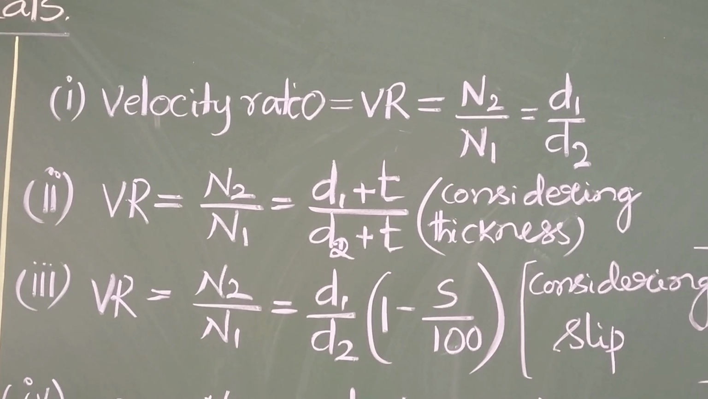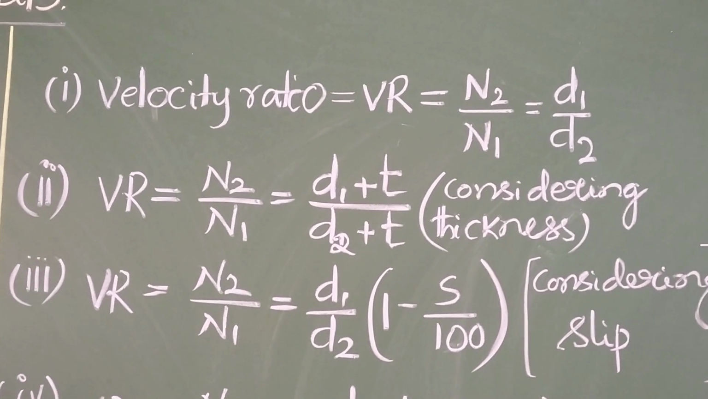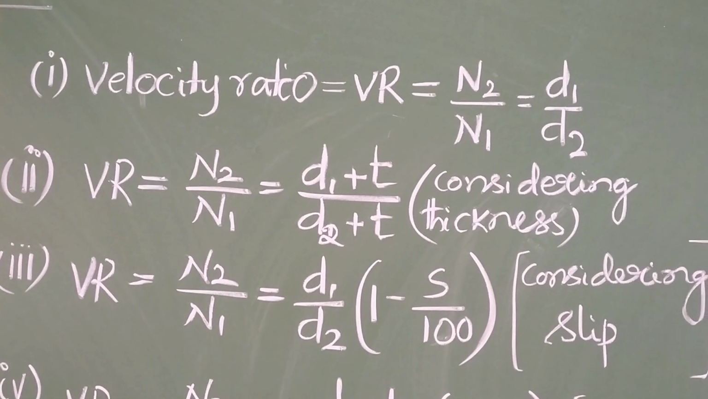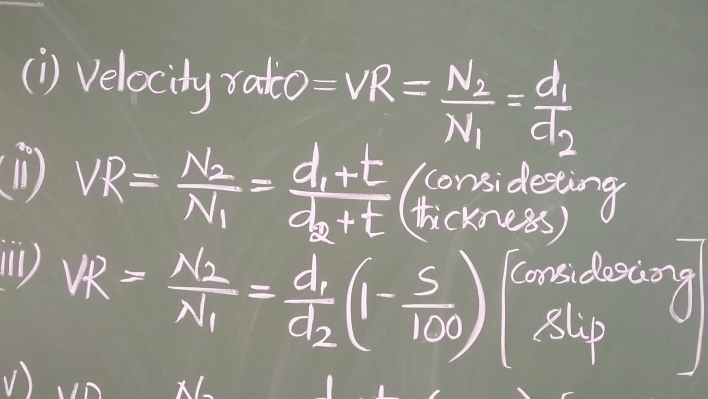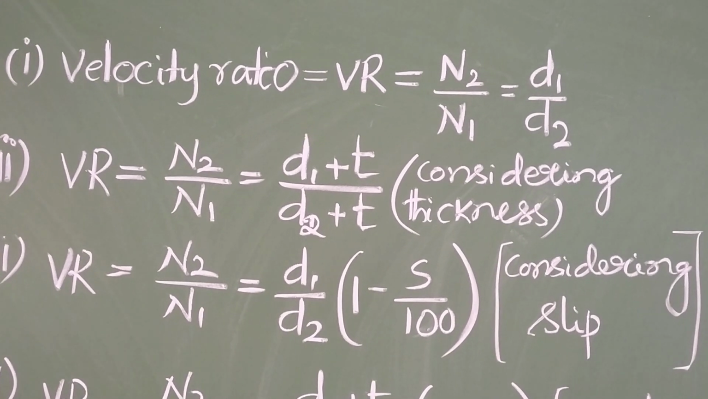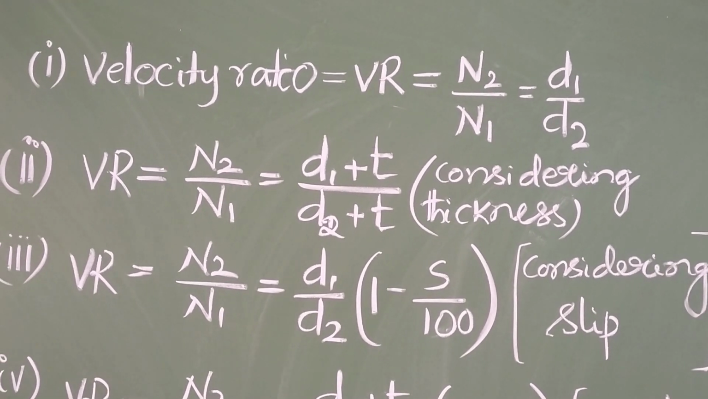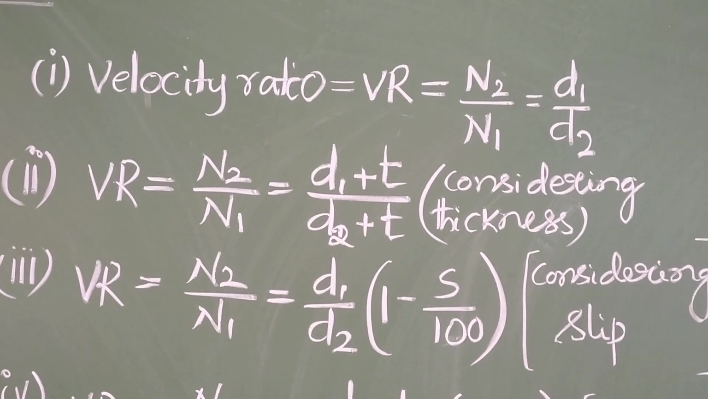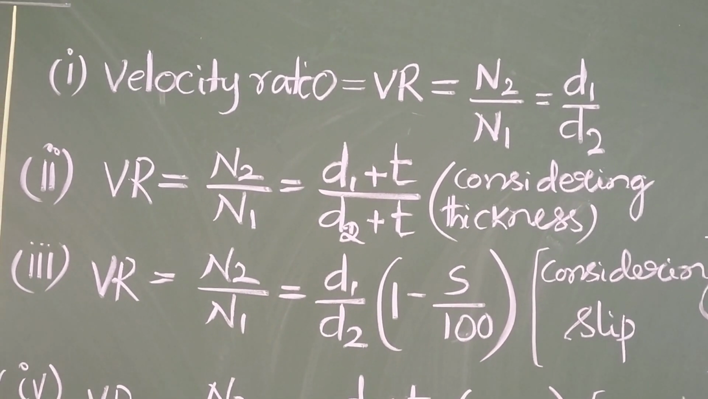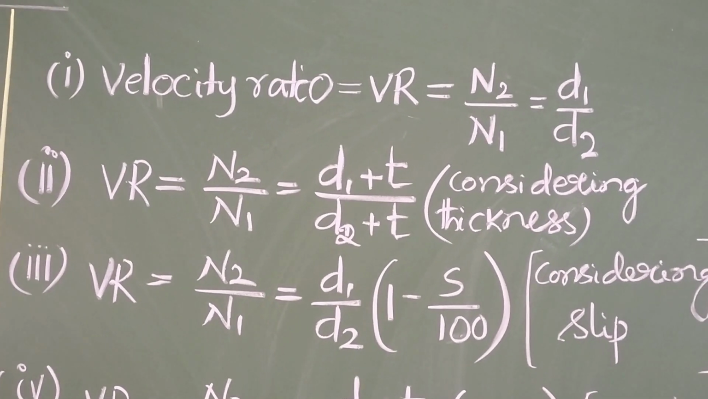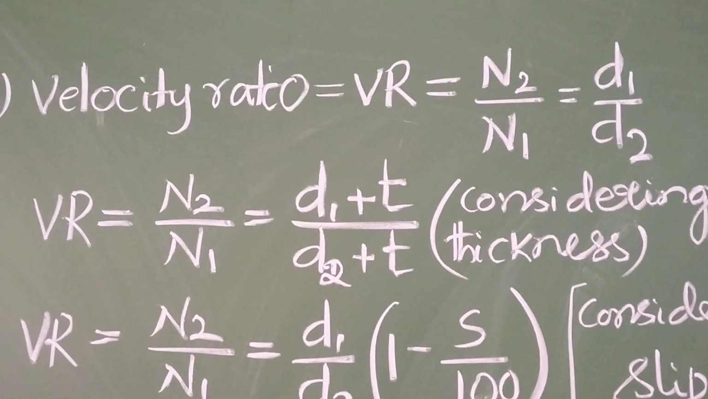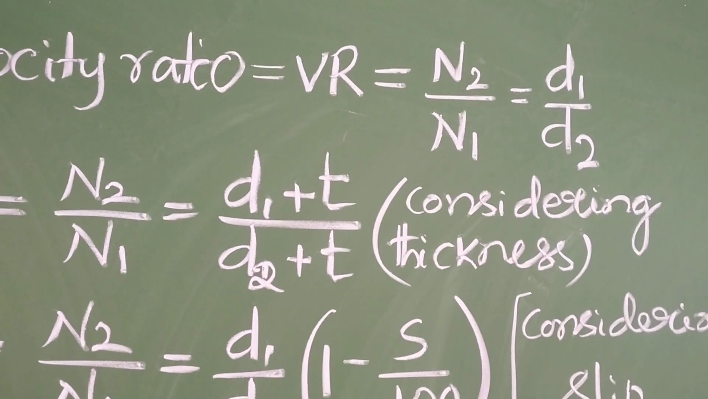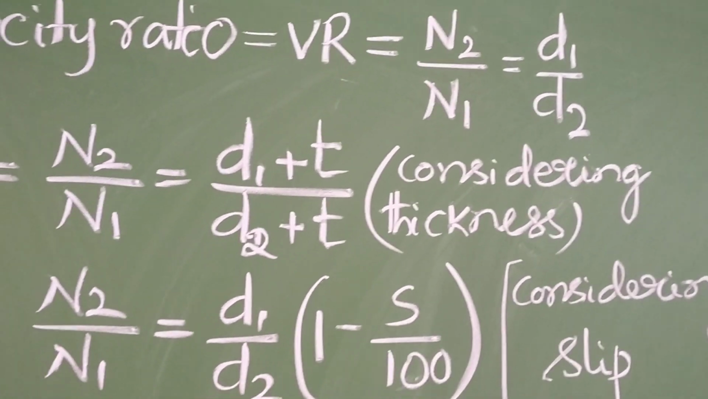Now let us see what are the various formulae related to belt drives. The first one, velocity ratio, which is defined as the ratio of speed of driven pulley to the speed of driver pulley, or the diameter of the driver pulley to the diameter of the driven pulley. The velocity ratio is given by the formula N2 by N1 equals D1 by D2. If the thickness of the belt T is to be considered, then the formula is N2 by N1 equals D1 plus T divided by D2 plus T.